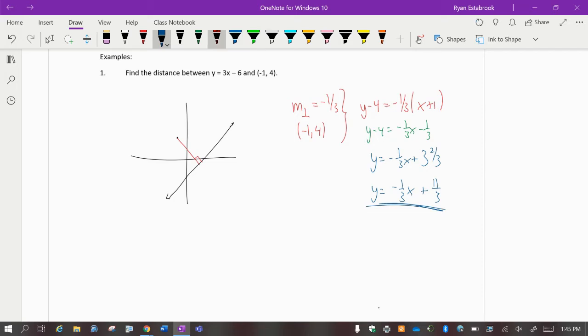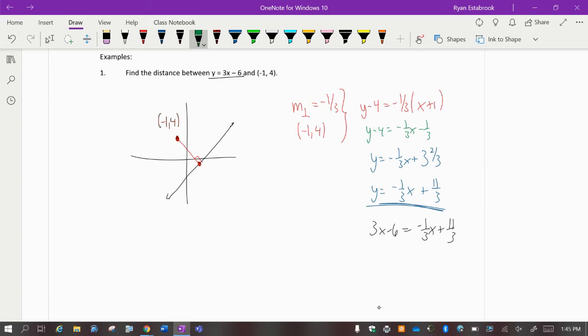Why is that significant? Well, to find this distance that we want, it's the distance between this point, -1, 4, that I know, and this point over here. This point is on the red perpendicular segment as well as the original black line. So we want to figure out, where do those two lines intersect? Where does this line intersect that line? So we're going to set them equal to each other. 3x minus 6 equals -1/3 x plus 11/3. Set the equations of those two lines equal to each other.